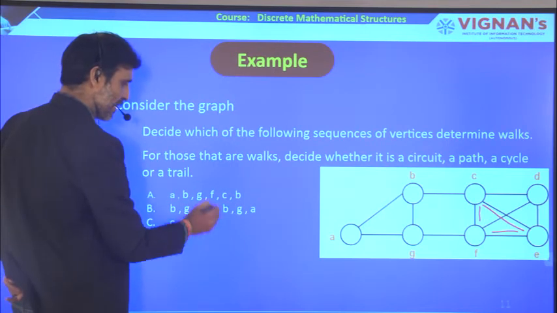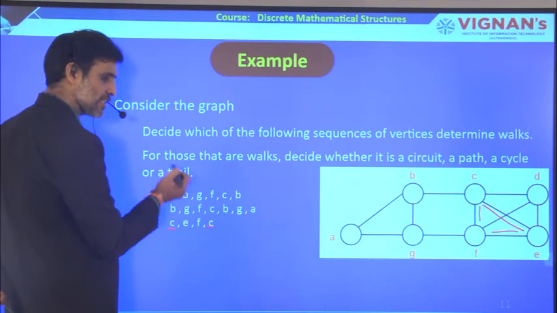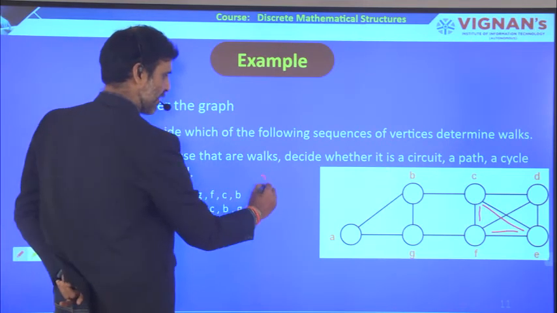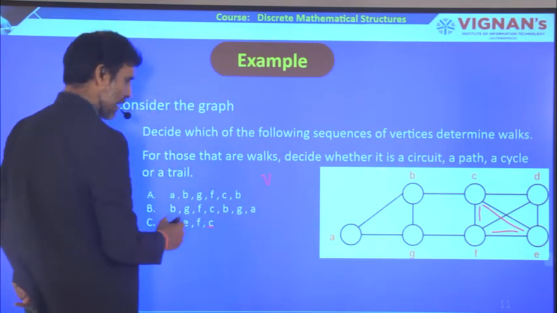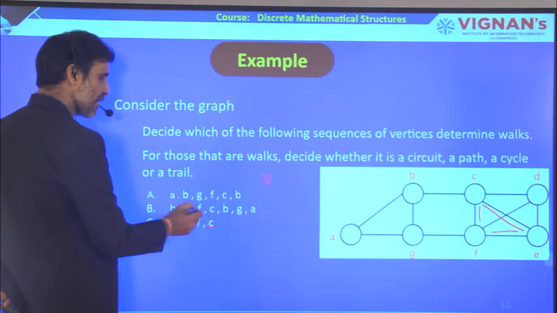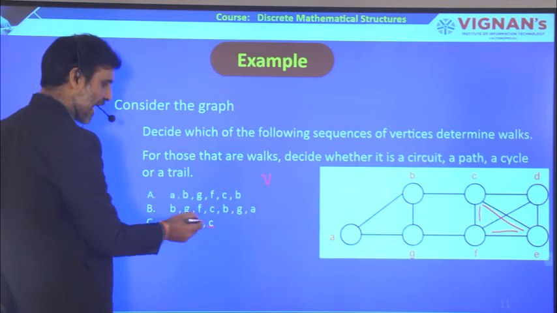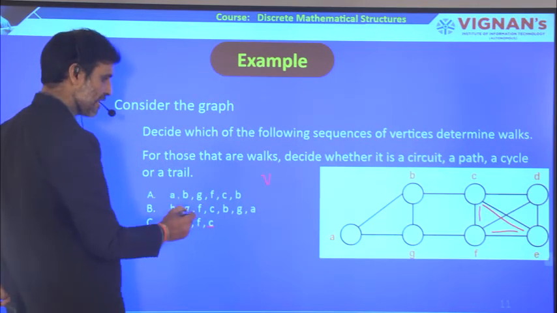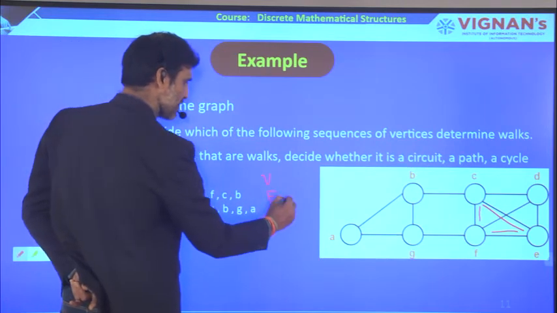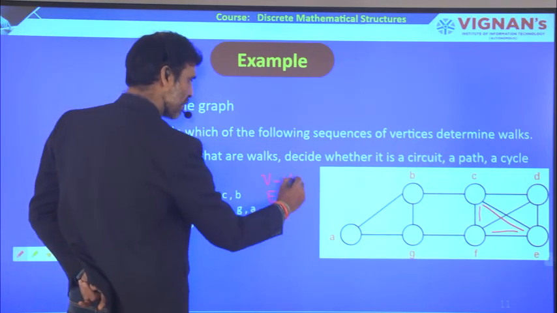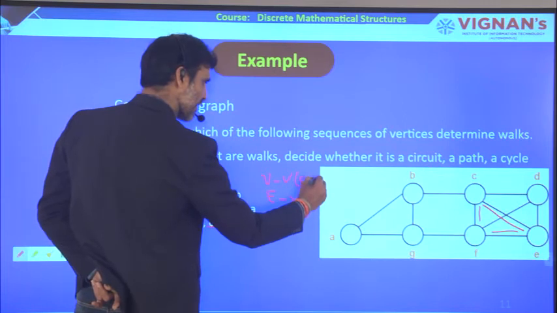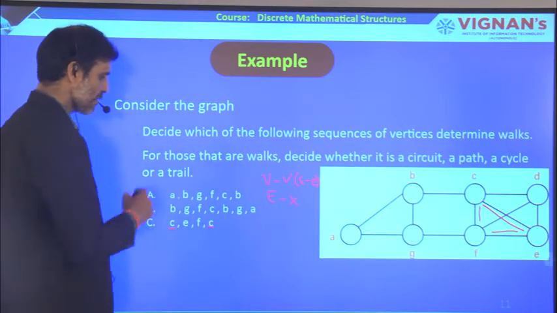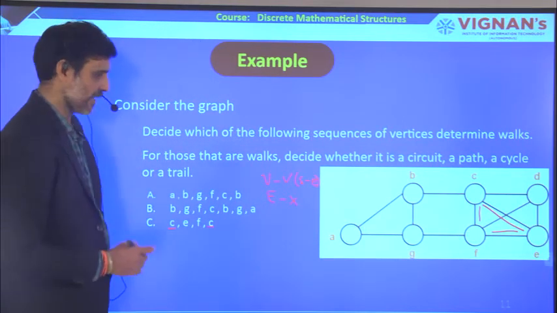Vertices are repeated here and the intermediate edges are not repeated. Vertices are repeated only for what? Only the start and end vertex, not for the intermediate vertices. Whether the edges are repeated or not, no edge is repeated. Vertices are repeated for the start and end vertex, and no other intermediate vertex is repeated.